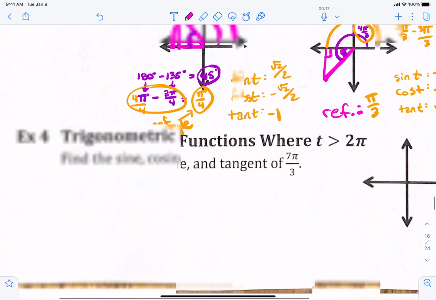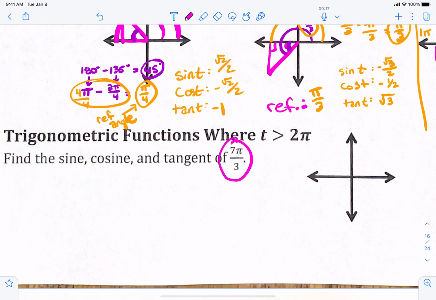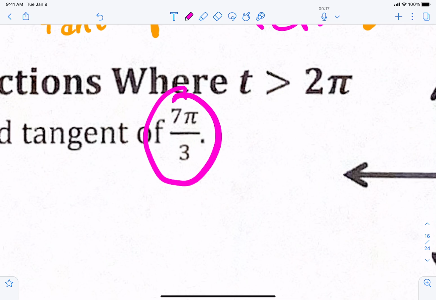Okay, last one, almost done. We're doing the same thing here. Find sine, cosine, and tangent of 7 pi over 3, except I don't have 7 pi over 3 on my unit circle.